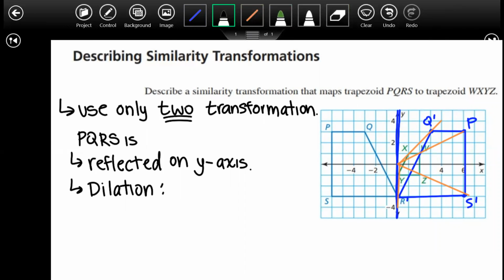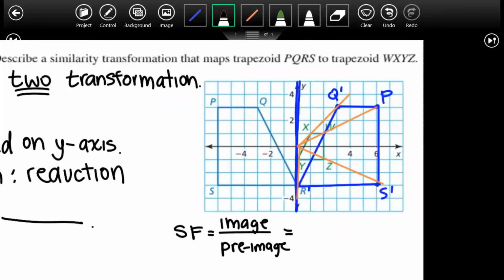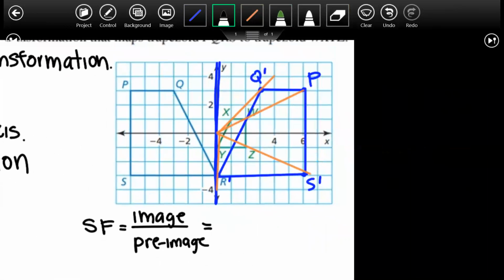Is it a reduction or enlargement? Reduction, getting smaller. By what? We've got to be able to find how much it's being reduced by. If two pictures are given to us, how do we find the scale factor between two objects? What do we know the scale factor equation to be? Image over pre-image. So choose one of your points and give me that. Again, use a green point, doesn't matter. Let's say we're going to use X and Q here.